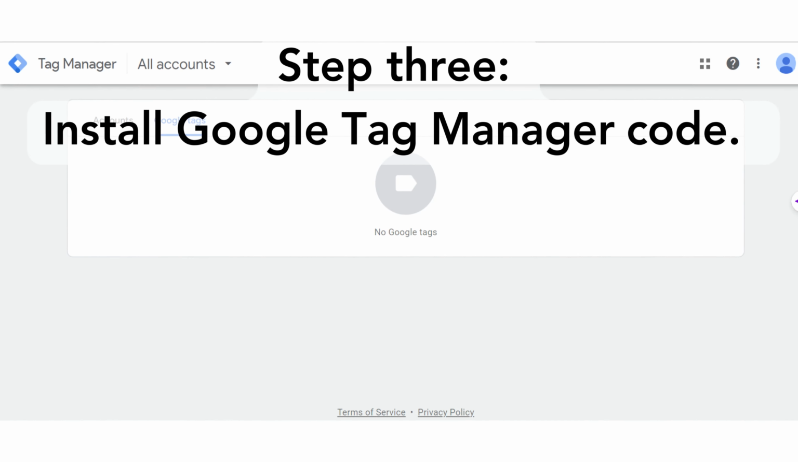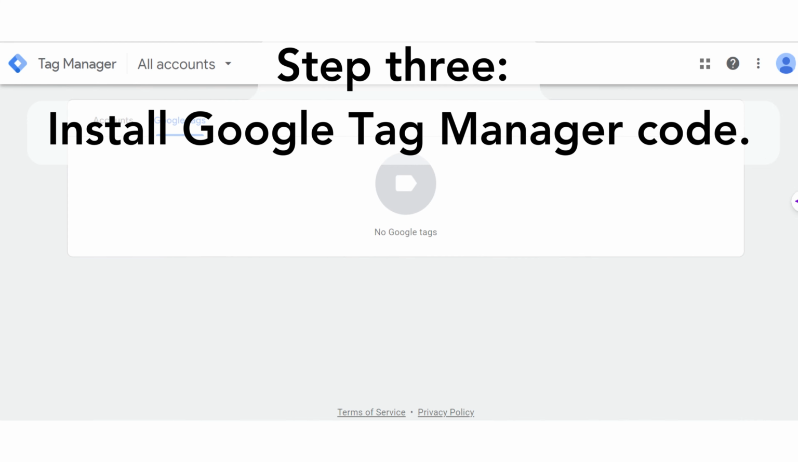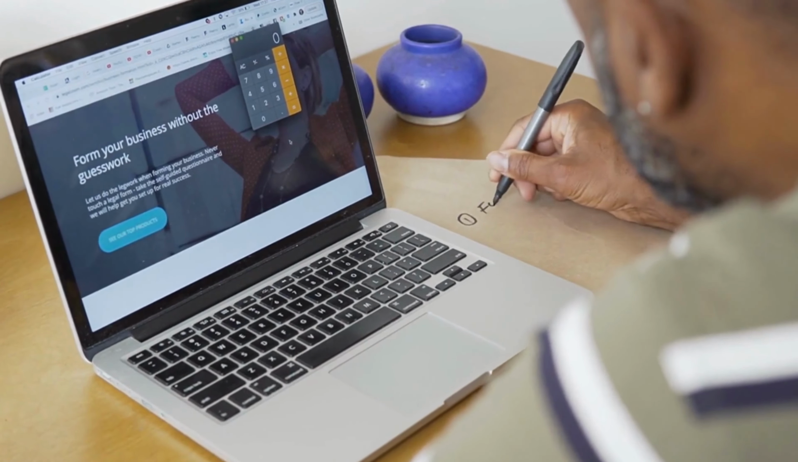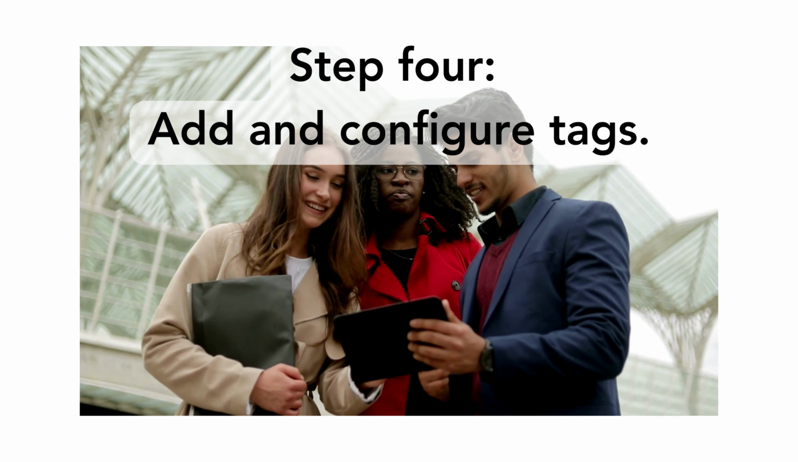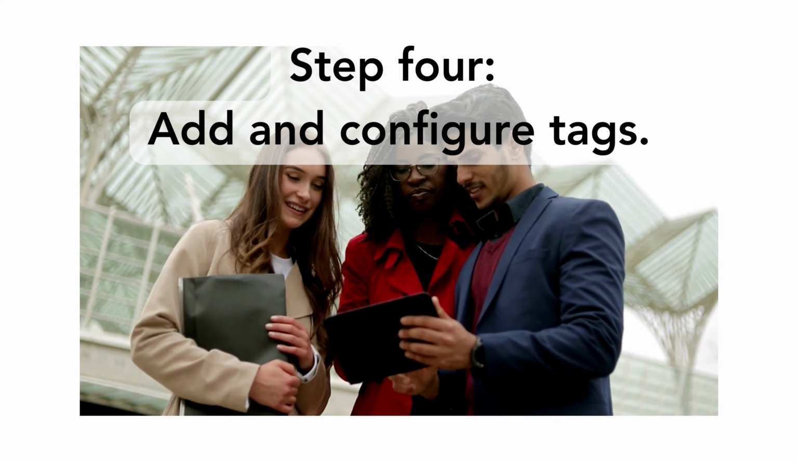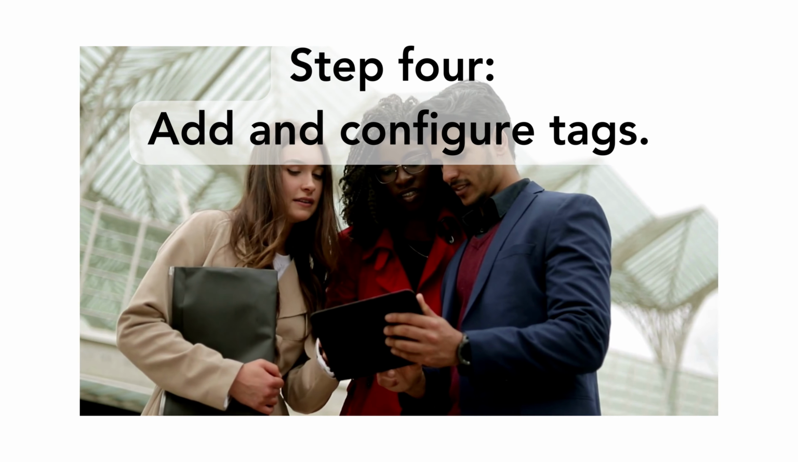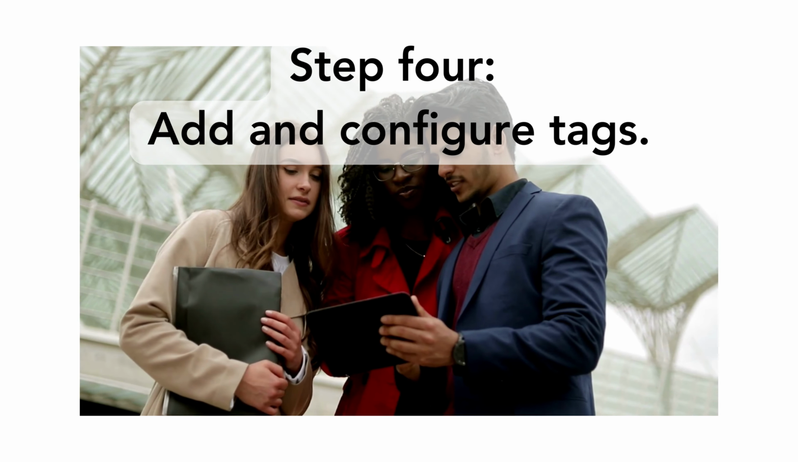Step 3. Install the Google Tag Manager code. After setting up a container, GTM will provide you with a unique code. Install this code on every page of your website. Step 4. Add and configure tags. Once the code is installed, you can start adding tags to your container. Each tag performs a specific function, like tracking page views or clicks.